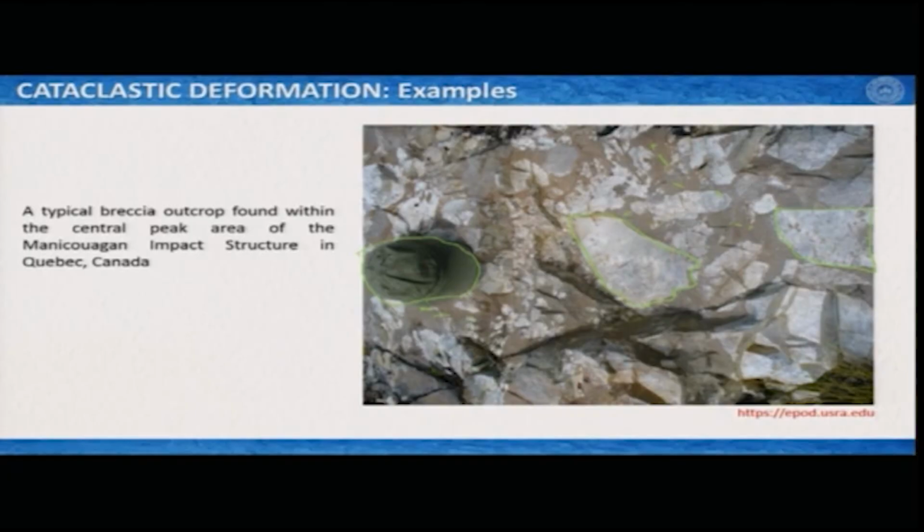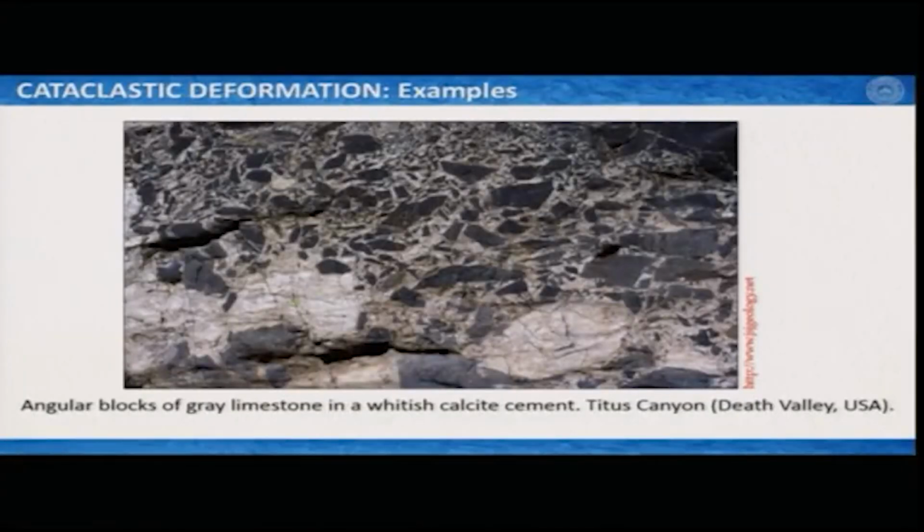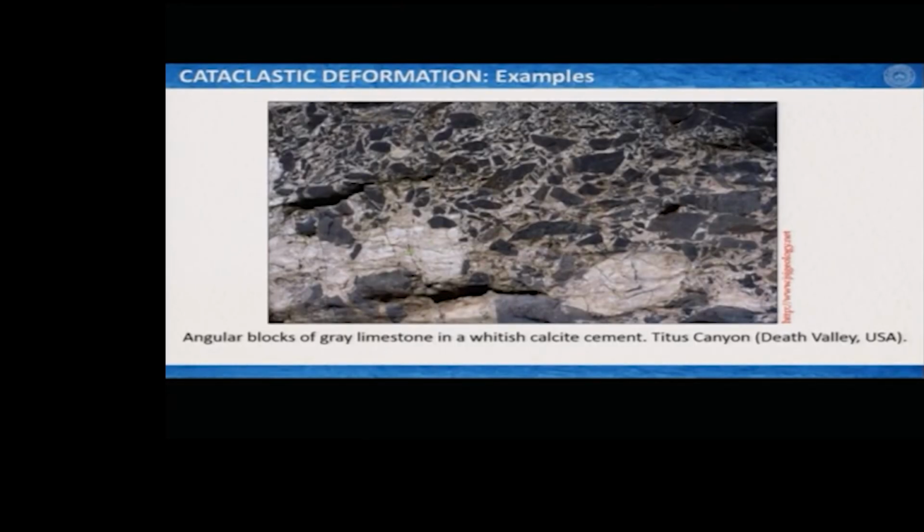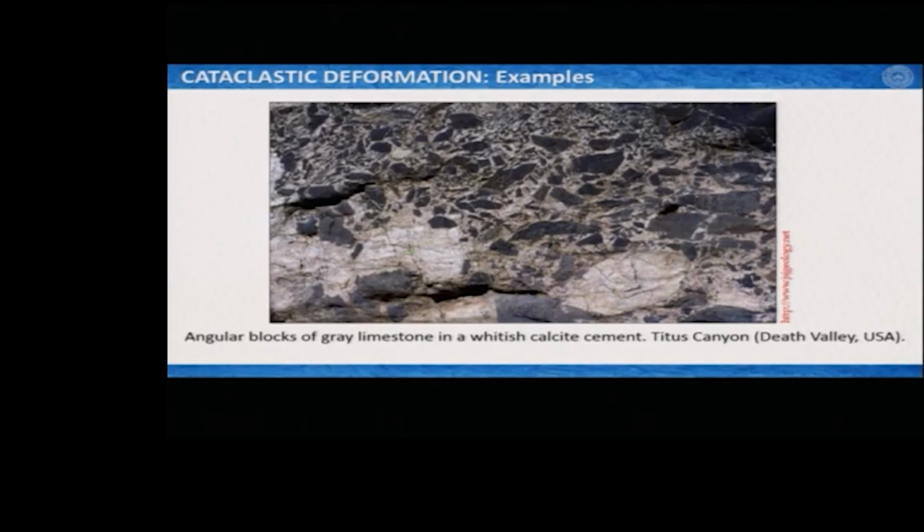Please note, this is not a localized deformation, because when you have an impact crater, a huge mass is impacting and then everything is getting fractured. So, it is not a localized feature, at least at the scale we are thinking of. And this is another example, again from USA, from Death Valley. You see these black things which are actually limestone clasts, and these are within the calcite cements which are white, and you see prolific angular clasts. This is a very typical impact induced breccia. This is how it looks, and this is an example of cataclastic deformation.